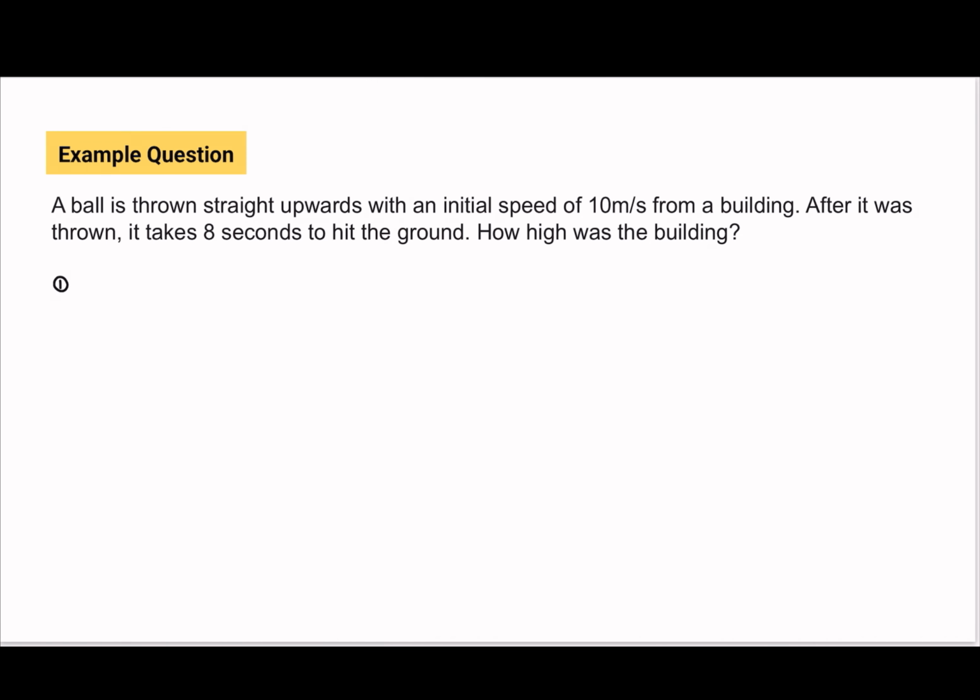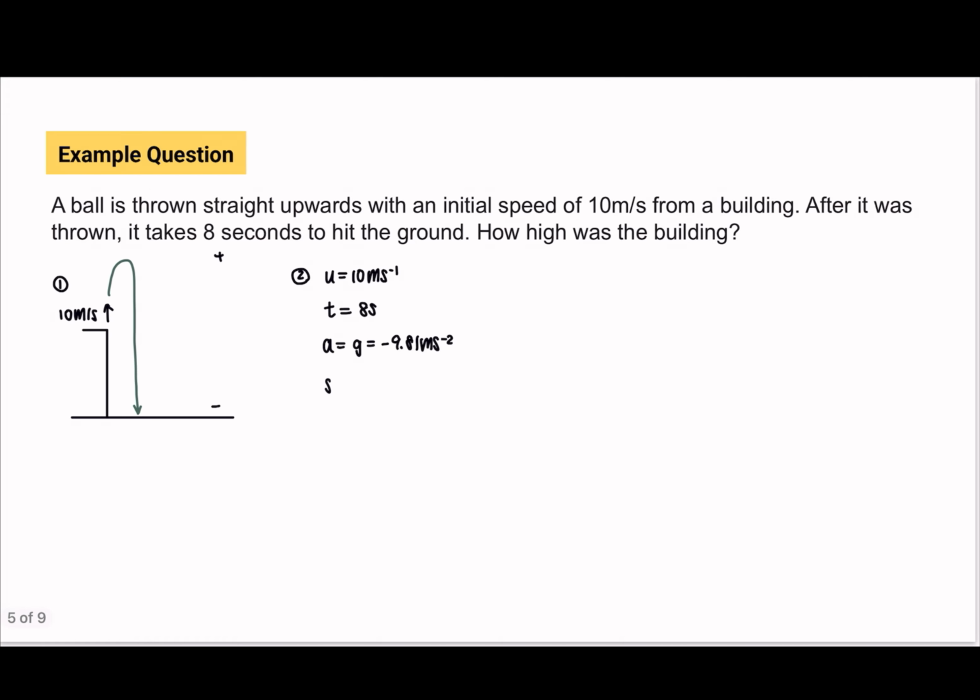This question looks at the vertical movement of an object. We can first draw a diagram to visualize the question. The initial speed is given as 10 meters per second, and it takes 8 seconds for the ball to reach the maximum height and fall back to the ground. There will be gravity acting on the ball opposite to the direction of initial velocity, so we can put acceleration as negative 9.81 meters per second squared.